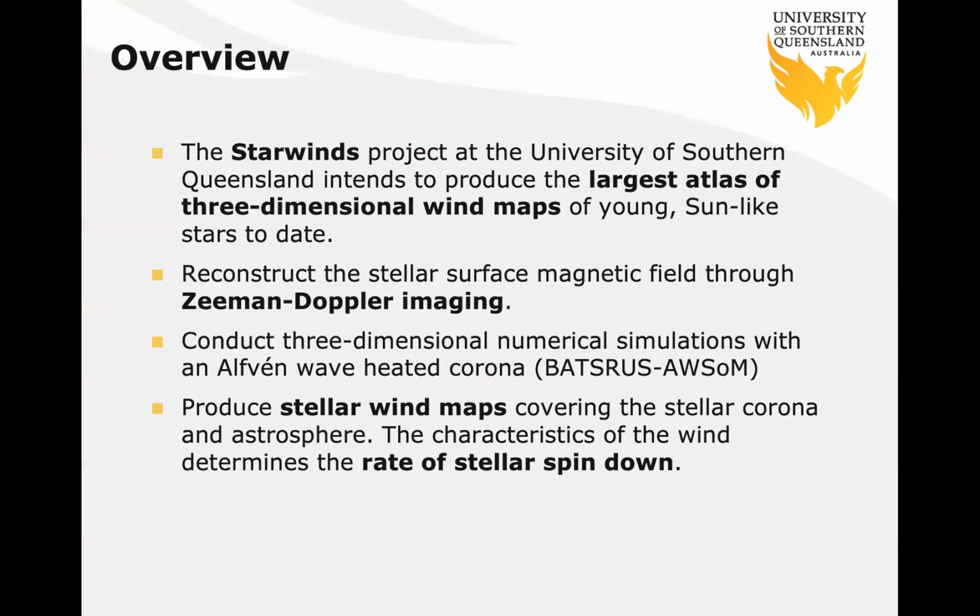So at USQ, we have been aiming to produce this large atlas or collection of wind maps for young sunlike stars. We have been using ZDI magnetic maps of the stellar surface to drive three-dimensional numerical simulations. We are using an Alfvén wave heated corona, with software like BATS-R-US and AWSoM. From this, we can produce stellar wind maps of the corona and also the astrosphere, and from them we can calculate the stellar rate of spin down, or the angular momentum loss from the wind.